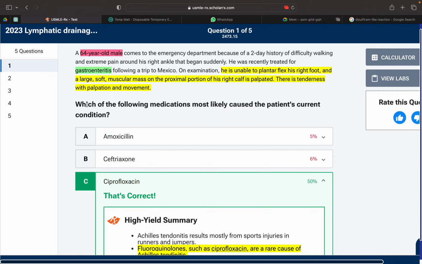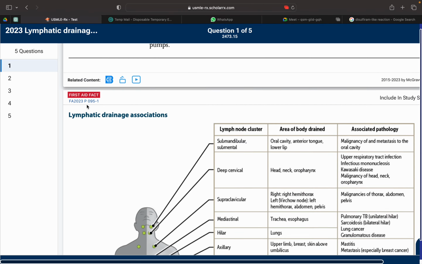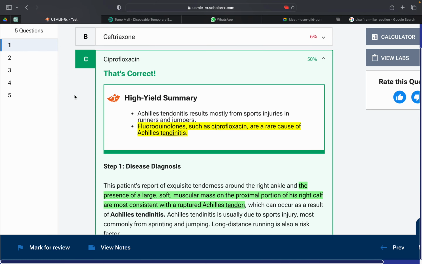This includes almost two topics, because you can see here, these are the fluoroquinolones from the First Aid lymphatic drainage. Okay, so we have now moved towards the next question.